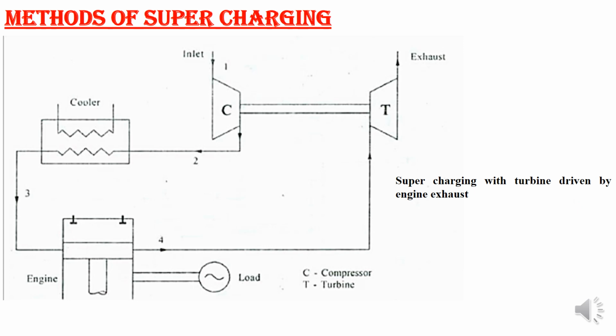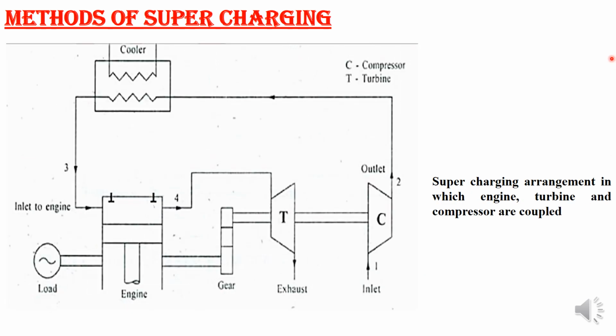Next we will have the third method. In this method, it is a supercharging arrangement in which the engine, turbine and compressor are coupled. We can see over here, engine power is there, and exhaust power is also there to run the turbine, then the turbine runs the compressor. So both powers, exhaust power as well as engine power, are utilized. In the third arrangement, the engine, turbine and compressor are all coupled together with gearing.